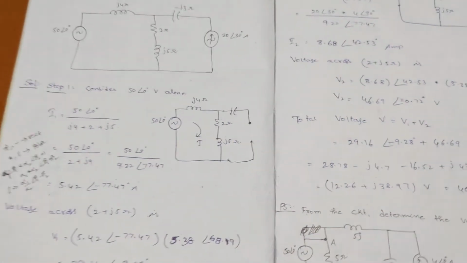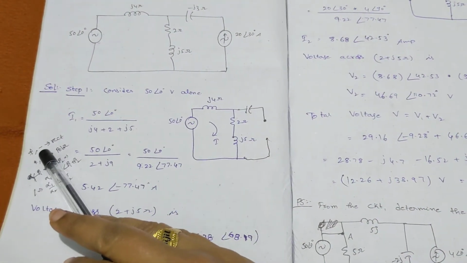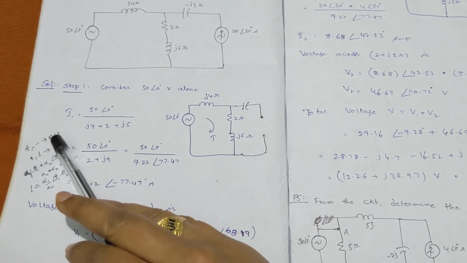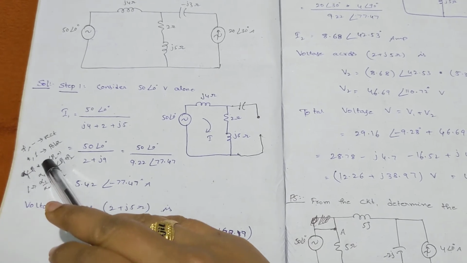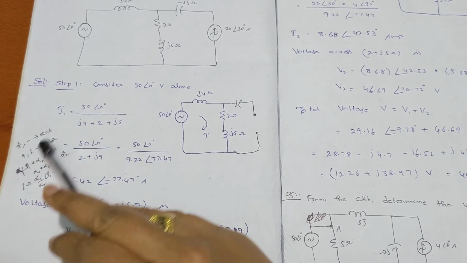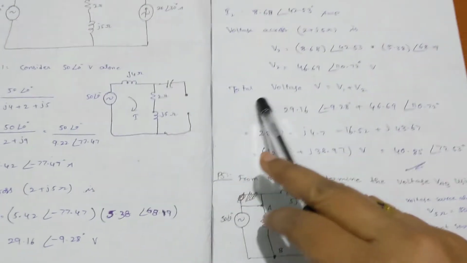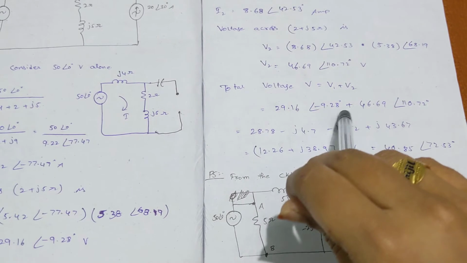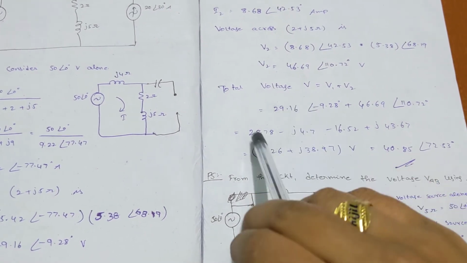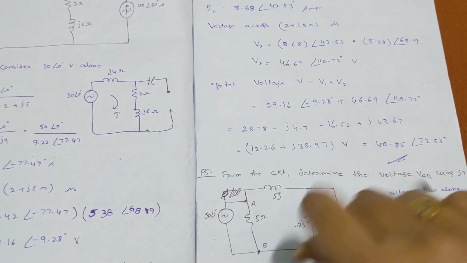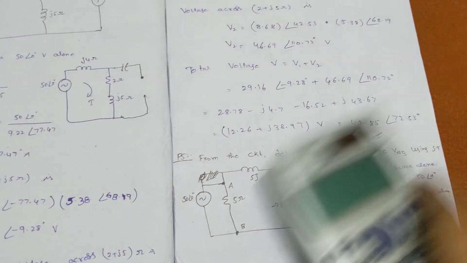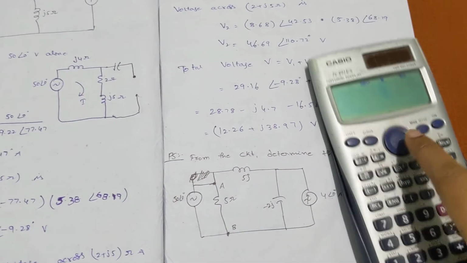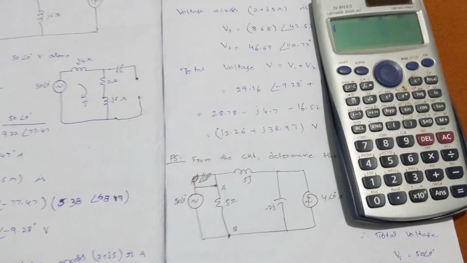I already stated one point: if you want to add or subtract, you have to go for rectangular. For multiplication or division, go for polar. Now whatever your results are, they are in polar format. Now convert this one into rectangular format and calculate your answer. Previously I showed how to convert from rectangular to polar. Now we check polar to rectangular.